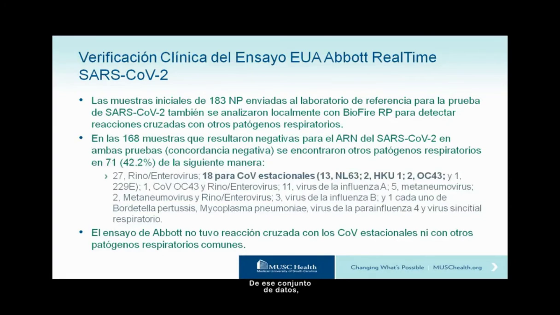In this data set, there were 18 specimens that were positive for seasonal coronaviruses, which was actually quite interesting because that's more positives than we had for SARS coronavirus 2 in this data set. And from this, it allowed us to pretty robustly say that the Abbott assay was free of cross-reactions with seasonal coronaviruses as well as the other common respiratory pathogens. So that's basically what we did for the initial analytical and clinical verification of the assay on the M2000.